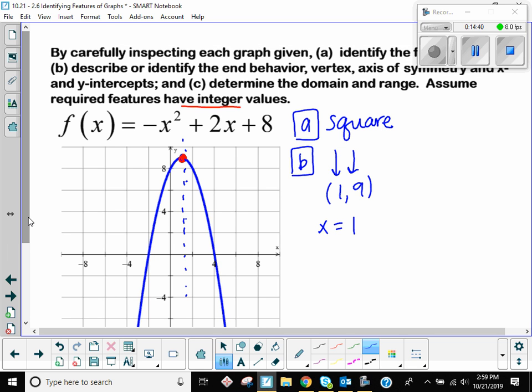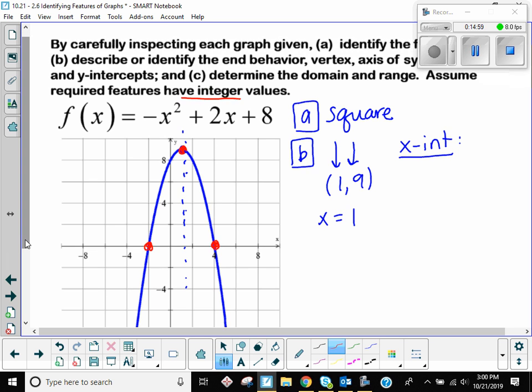What is it asking me for next? X and y intercepts, okay? X-intercept, remember, is where the graph crosses the x-axis. How many places does this graph cross the x-axis? Two. Once here, and one's there, that's right. Hayden, what are the points for these x-intercepts, please? Negative 2, 0, and 4, 0.